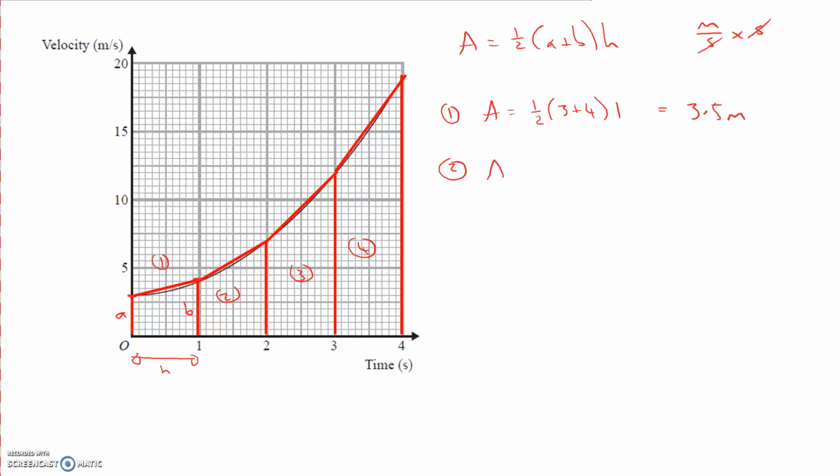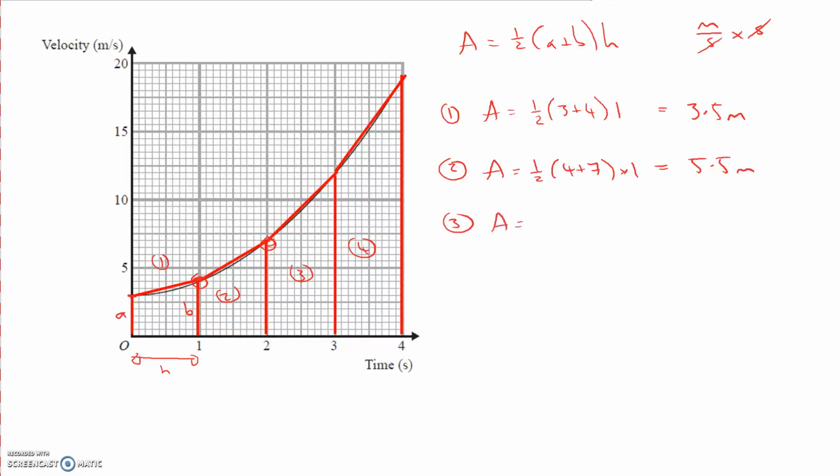Right, number 2. Trapezium 2. We've got area equals half times a plus b. This time we've got 4 and 7. Yep, I think that's pretty much dead on 7. So we've got half of 4 plus 7, and again, just times 1. The time interval between those trapezium lines is going to be 1 every time. So 4 plus 7 is 11. We've got half of 11, which is 5.5 meters.